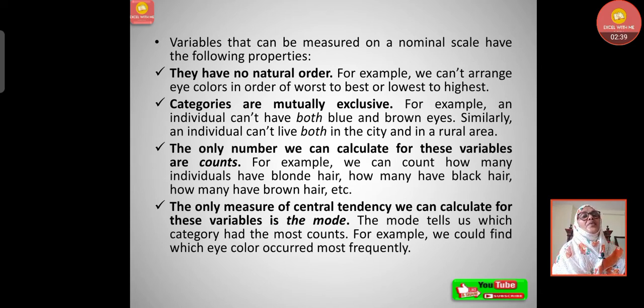Now the only number we can calculate for these variables are counts. That is, for example, we can count how many individuals have blonde hair, how many have black hair, how many have brown hair, etc. Now the only measurement of central tendency we can calculate for these variables is the mode. The mode tells us which category had the most counts. For example, we could find which eye color occurred most frequently.